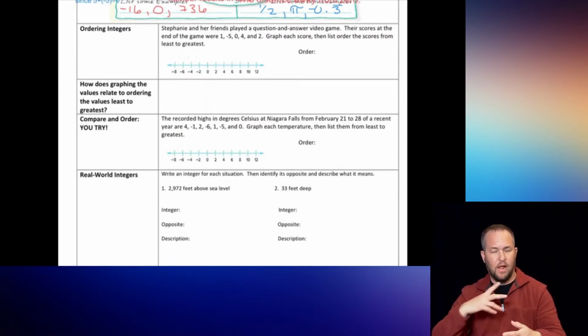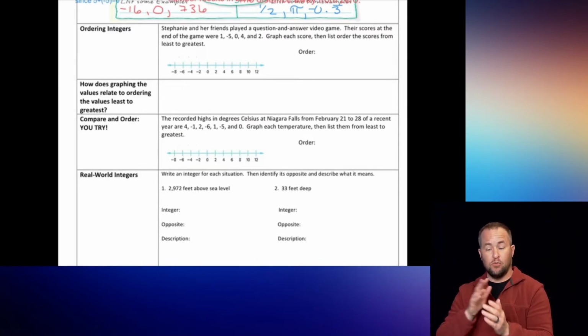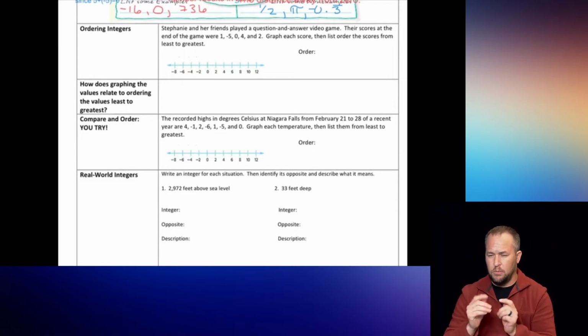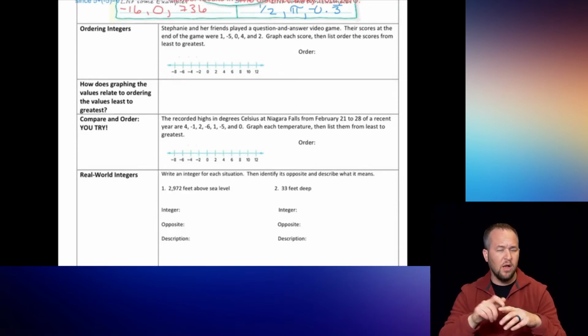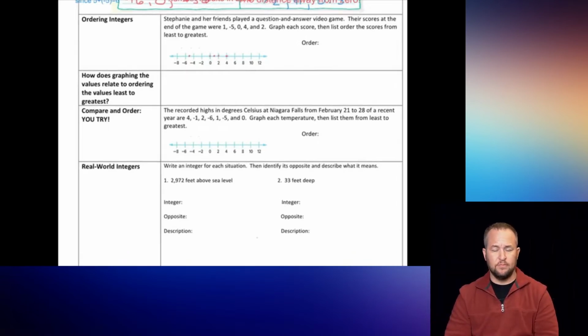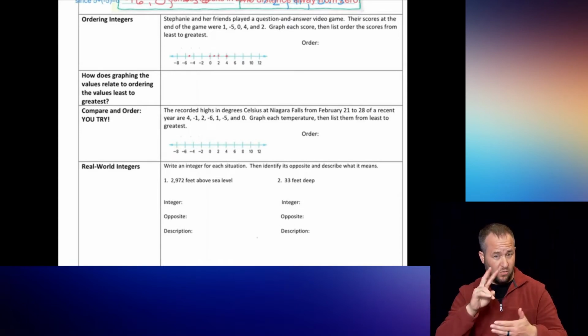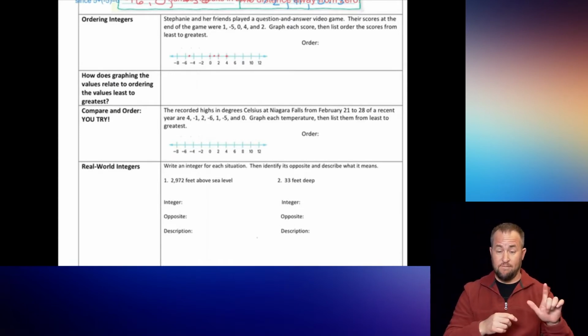If you want to try to list them in order before you graph them, that might be a good practice for you. Otherwise, graph them and that will lead us to what their order is from least to greatest. Go ahead and pause real quick and just get those graphed. So once we graph them, notice now we can read the graph from left to right, and that will give us the order from least to greatest.